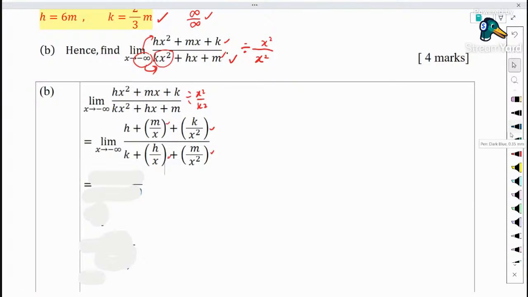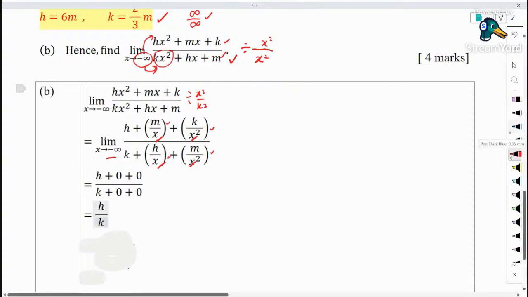Now, at this moment, if I go on with direct substitution, I find out that all these positions with brackets will give us the result constant over infinity, whether it's plus or minus infinity. Therefore, I have it substituted as 0. So as a result, I have h over k. The result of this limit is h over k.